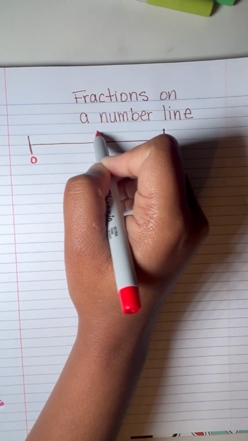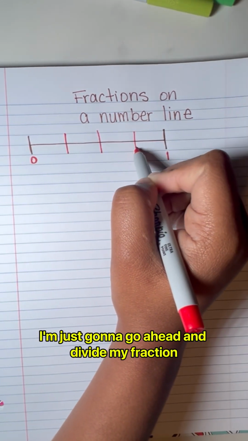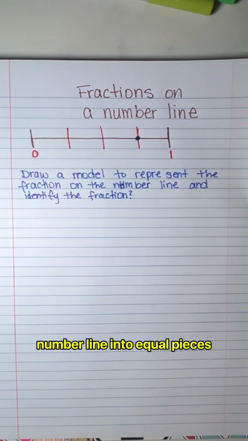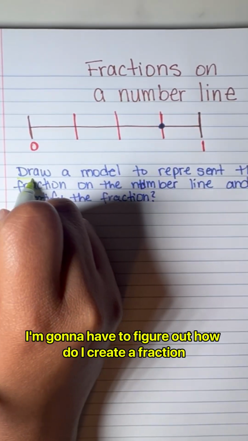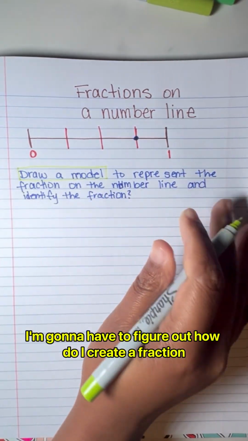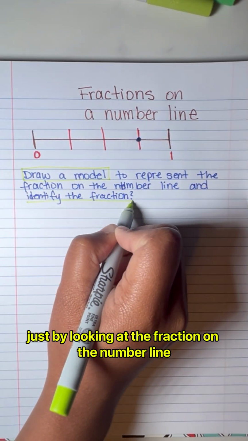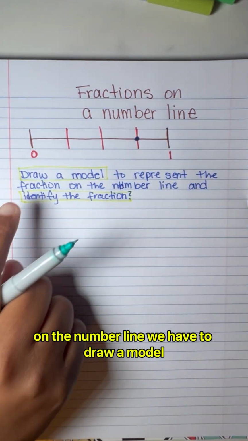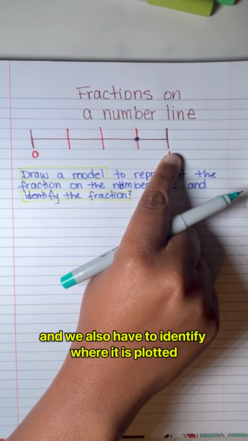After which, I'm just going to go ahead and divide my fraction number line into equal pieces. Now, just looking at that, I'm going to have to figure out how to create a fraction just by looking at the fraction on the number line. So here we have to take a look at the fraction on the number line. We have to draw a model, and we also have to identify where it is plotted.